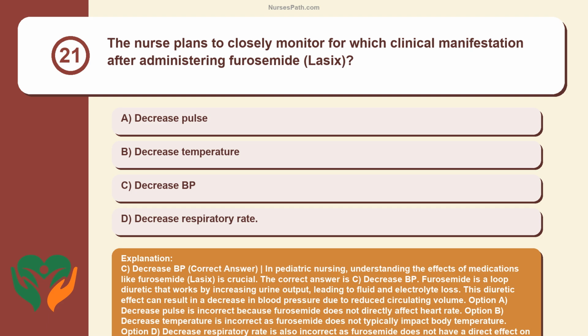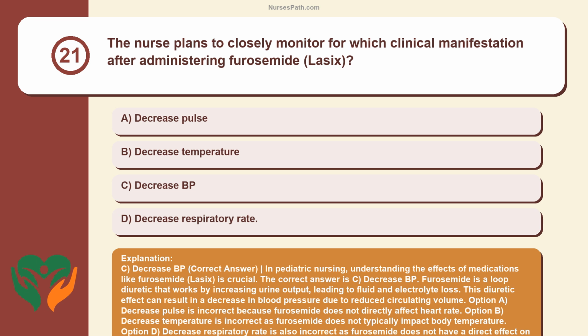Option A. Decreased pulse is incorrect because furosemide does not directly affect heart rate. Option B. Decreased temperature is incorrect as furosemide does not typically impact body temperature. Option D. Decreased respiratory rate is also incorrect as furosemide does not have a direct effect on respiratory function.